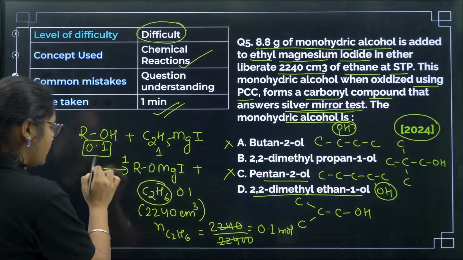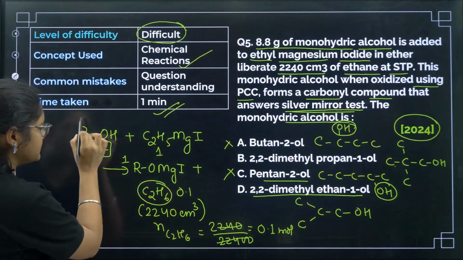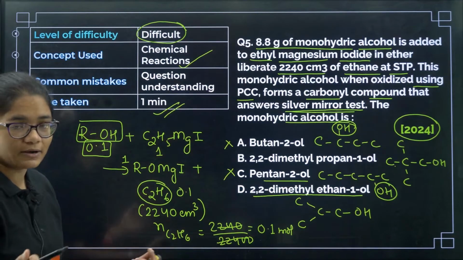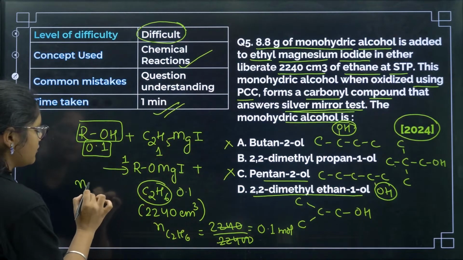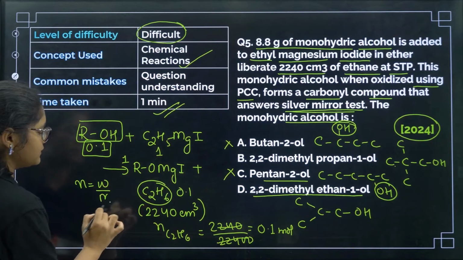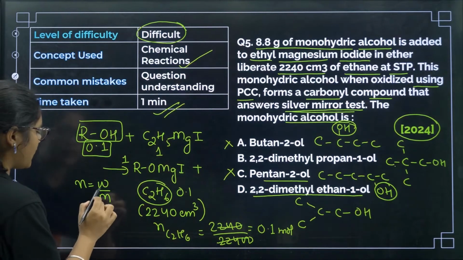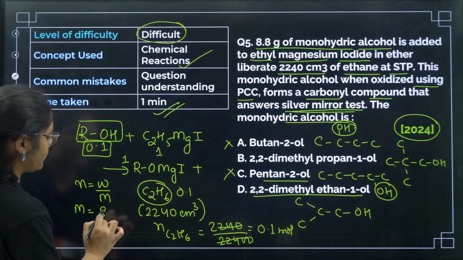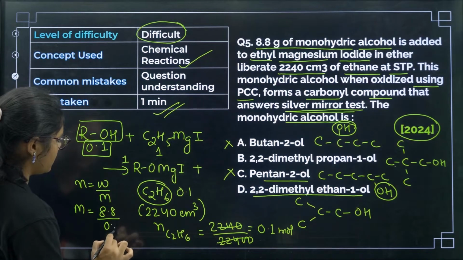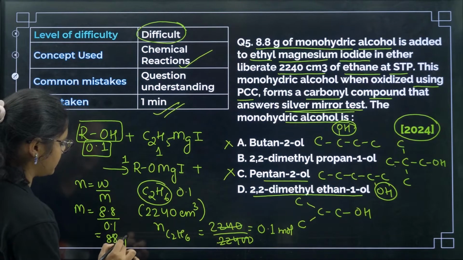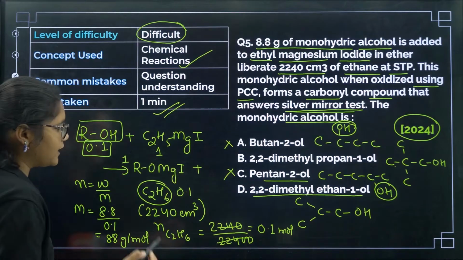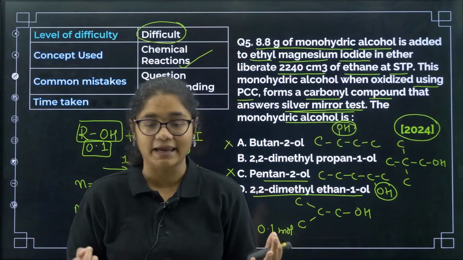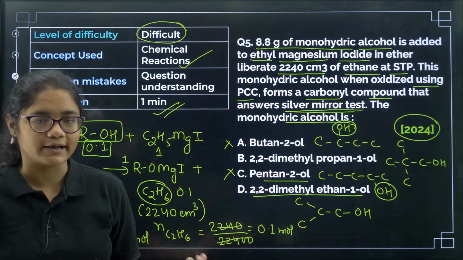If this is 0.1 mole, now we can find the mass of this alcohol, because we have to find the molar mass of the alcohol. We know number of moles is given mass by molar mass. So I just need to calculate the molar mass. I will divide 8.8 by 0.1, that is 88 grams per mole. So if I check the mass of these two options, whichever has 88 gram per mole will be the correct answer.